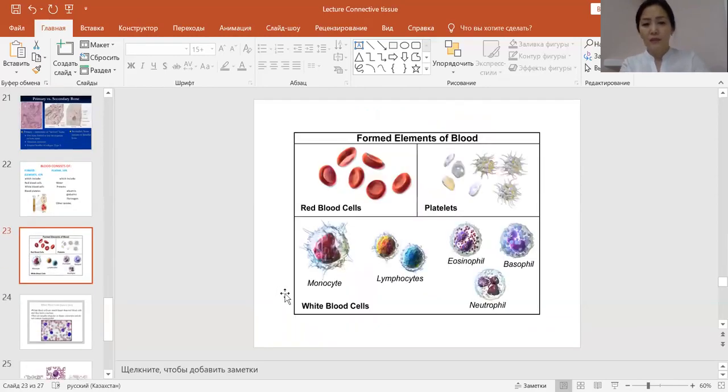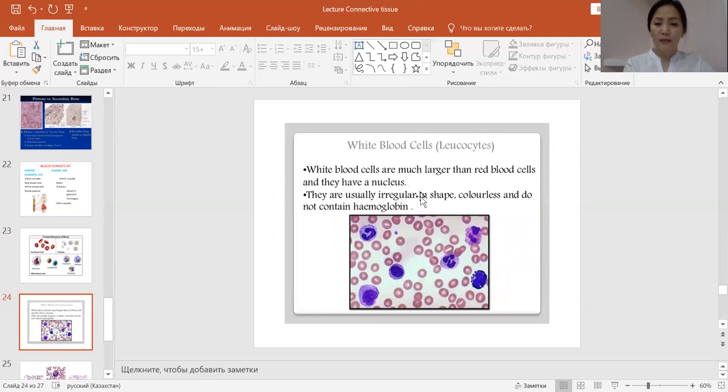And you can see in this slide different types of formed elements. First, red blood cells. Their first function is transport, of course, they can transport different types of products. And we can see platelets, which are responsible for blood coagulation. And you can see here different types of white blood cells. Morphologically, all white blood cells are usually larger than red blood cells, and all have a nucleus. This purple part is the nucleus. They are usually irregular in shape, colorless, and do not contain hemoglobin.